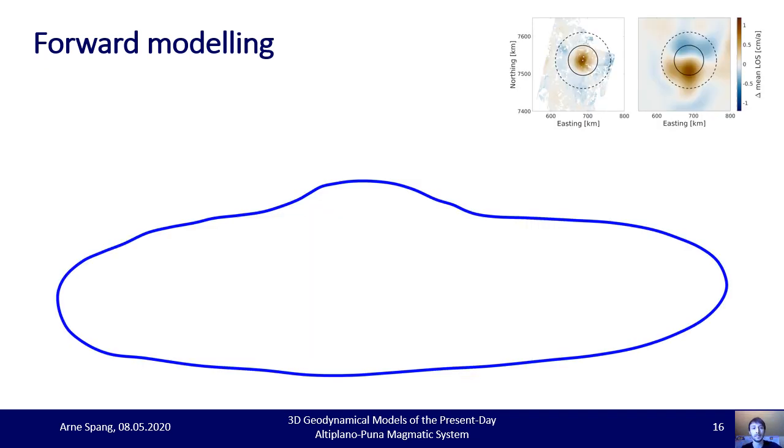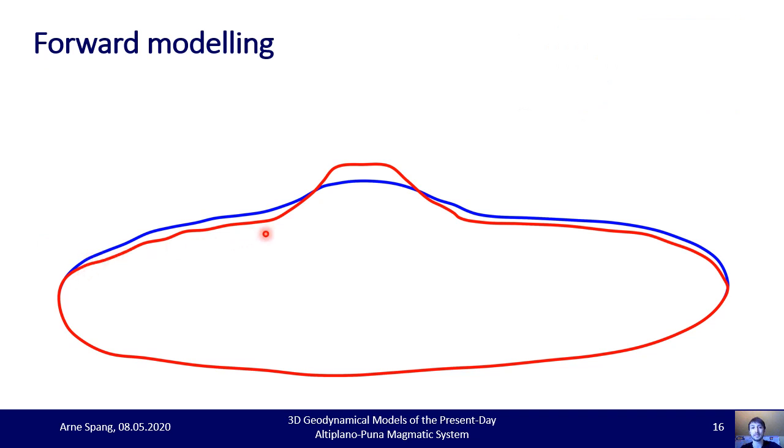So I took another look at the magma body. This is an east-west slice through it. It's actually vertically exaggerated, so in reality it's much flatter. And my idea was maybe it actually looks like that. So the gravity data would not allow us to distinguish between this red curve with this more pronounced central rise and the blue curve.